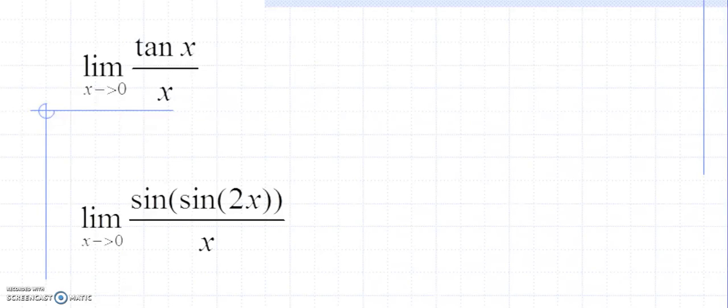Nice work. Moving on. Try the limit as x goes to 0 of tangent of x over x. And if you get really ambitious, try the limit as x goes to 0 of sine of 2x over x. Pause the video. Do this one at least. Unpause when you're ready to check.